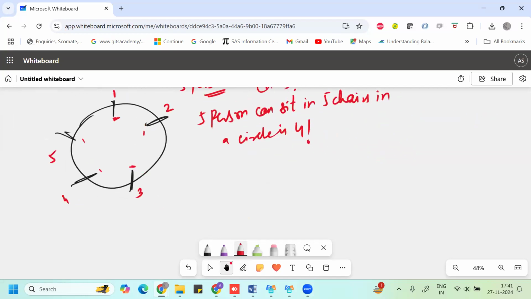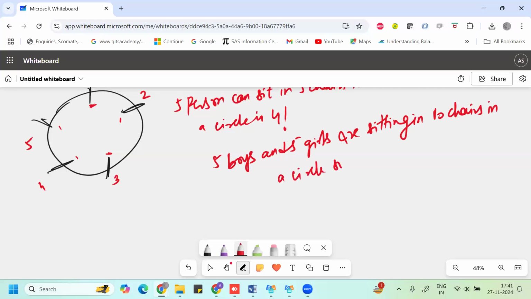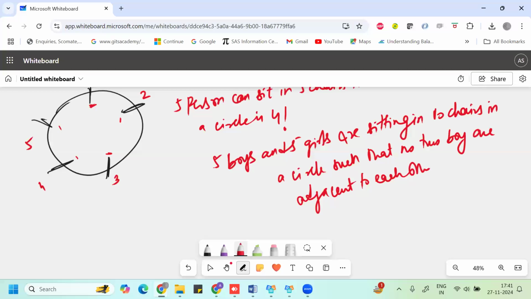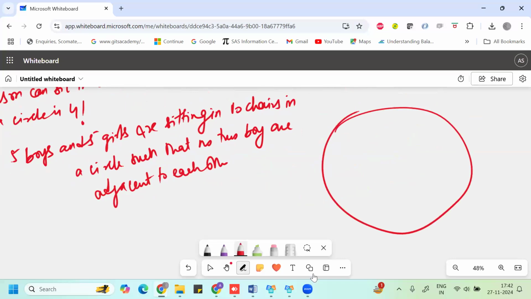What if I give you a question something like this? Suppose 5 boys and 5 girls are sitting in 10 chairs in a circle, such that no two boys sit next to each other. No two boys are adjacent to each other. This is a very common question. The boys should not be adjacent to each other.